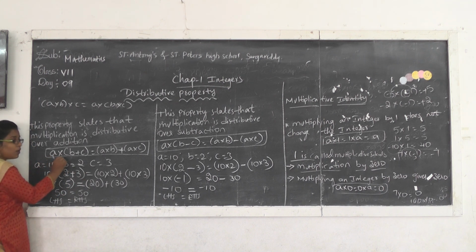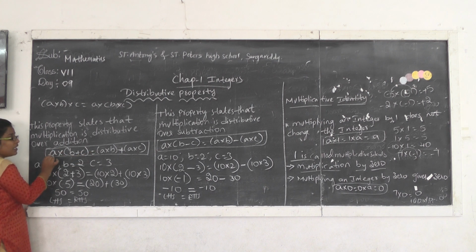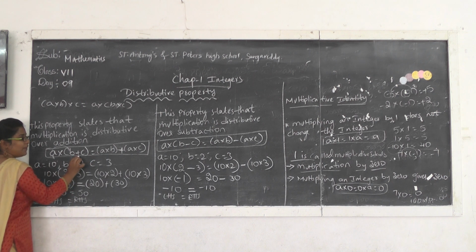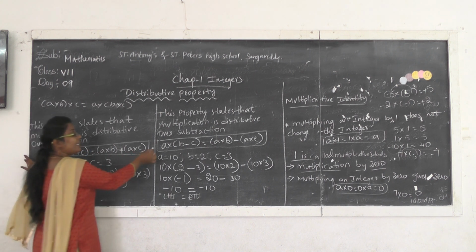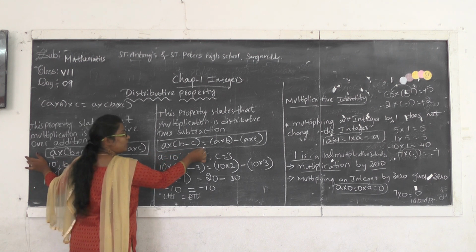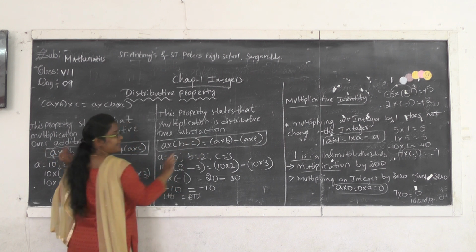A into (B plus C) equals, we have to solve the first 2 terms, A into B plus A into C. In the similar way, A into (B minus C) equals A into B minus A into C.